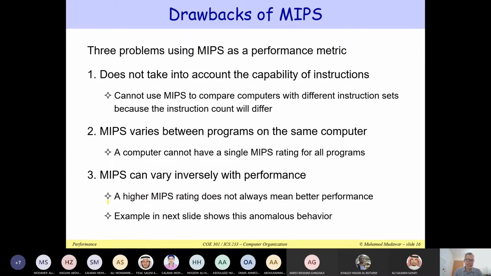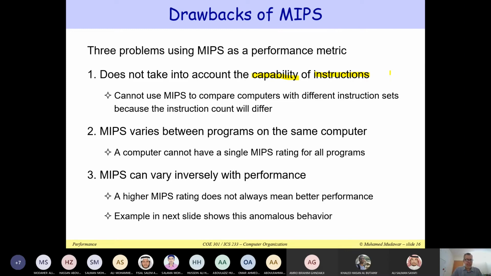So when I say here capability of instructions, different instruction set architectures have different instructions. So when you would like to compare two different computers that have different instruction sets, then this is not really a fair comparison. For example, I cannot really compare a computer that has an Intel architecture and one which has an ARM processor or a MIPS processor, because the instructions are different. So if you say millions of instructions per second, what are these instructions?